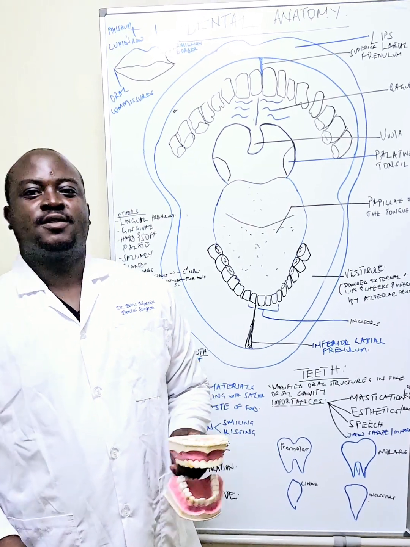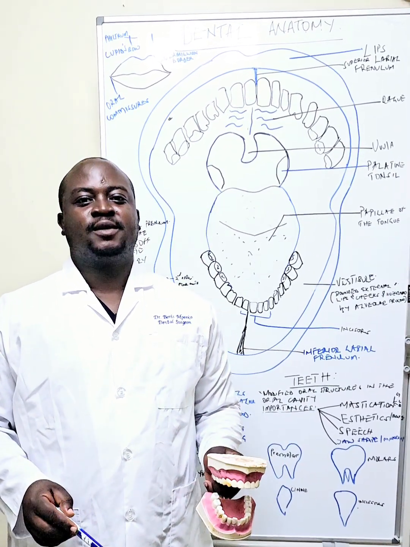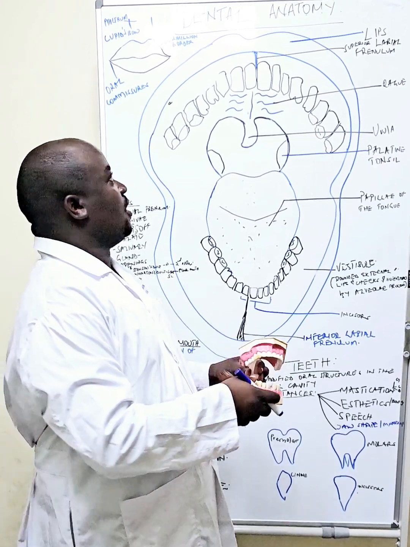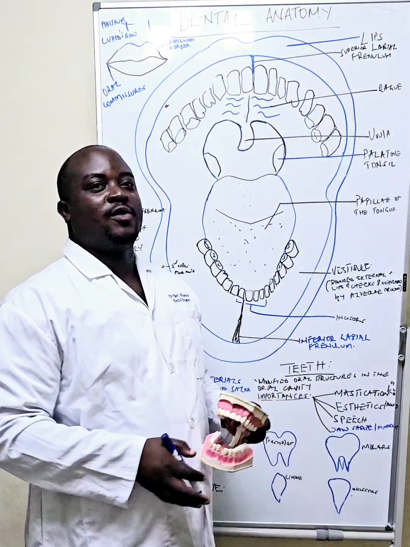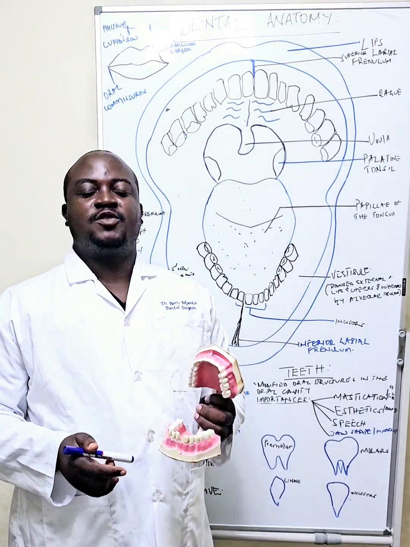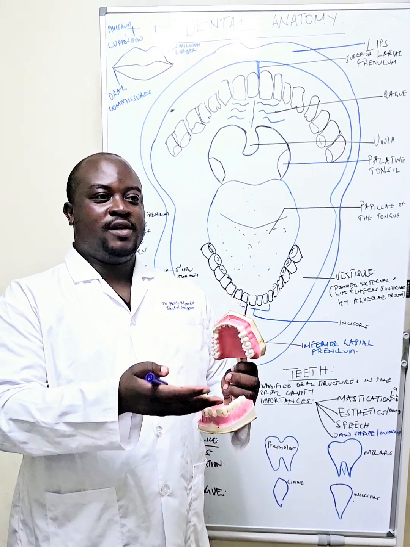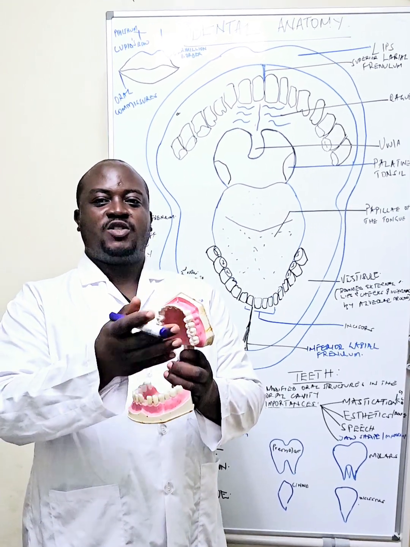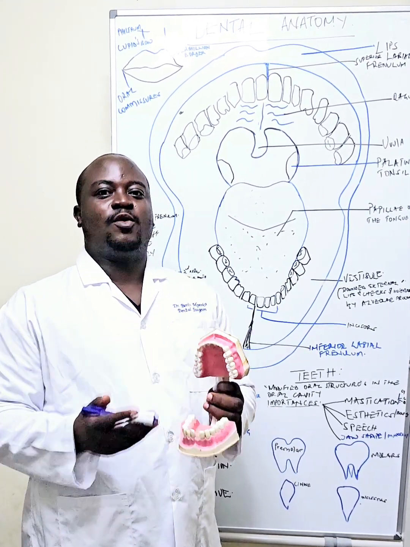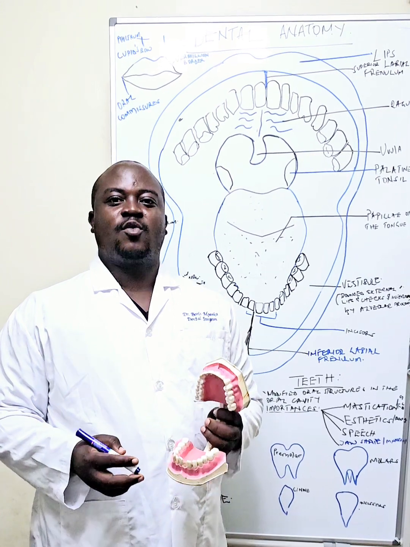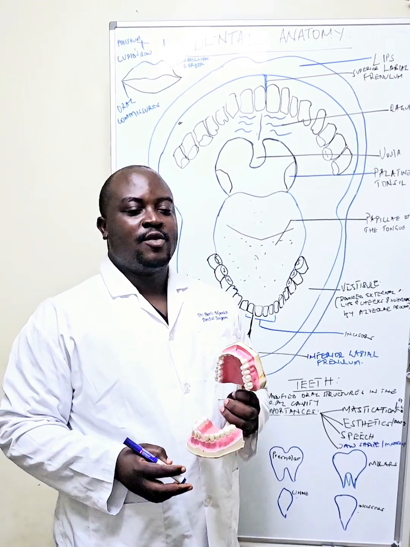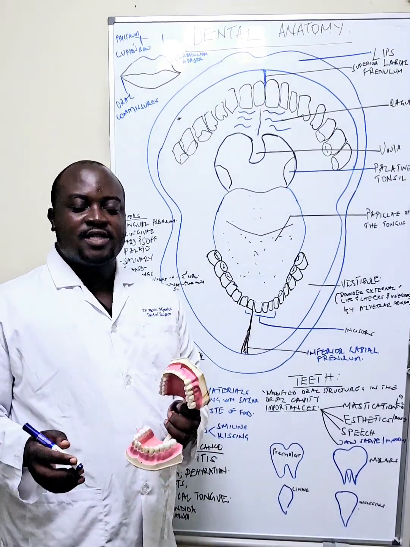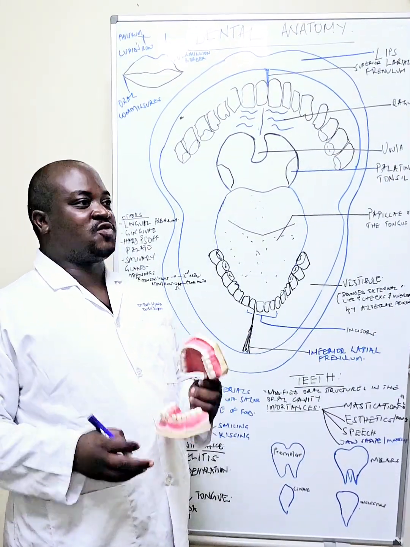My name is Dr. Boris Mpeeka with this lecture about the anatomy of the oral cavity. When you talk about the anatomy of the oral cavity, we mean when someone opens the mouth, what you see. That is the oral cavity, what a layman can call the mouth. The oral cavity is made up of both hard structures and soft structures.